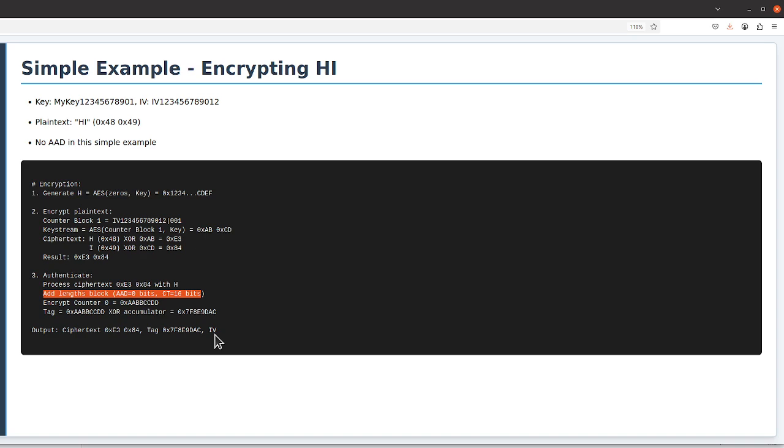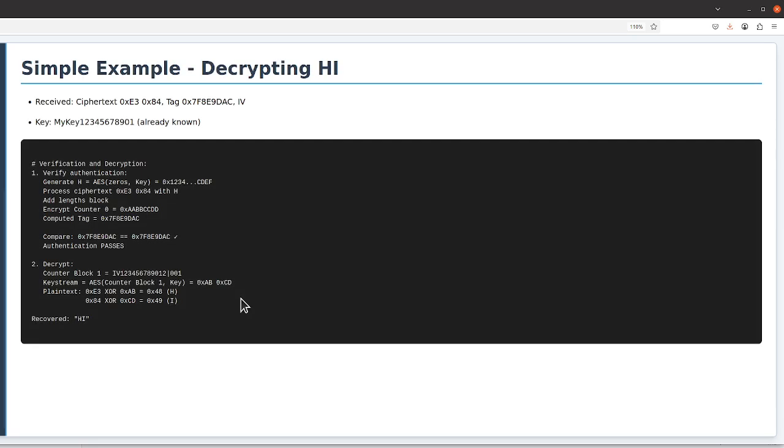Finally, we encrypt counter block 0, IV with counter 0, with AES and our key. Let's say this produces 0xAABBCCDD. We XOR this with our accumulator to get the authentication tag. Let's say 0x7F8E9DAC. We output 3 things. The ciphertext, 0xE3, 0x84. The authentication tag, beginning with 0x7F, ending with AC. And the IV, beginning with 12, ending with 12. The receiver needs all 3 pieces to decrypt and verify.